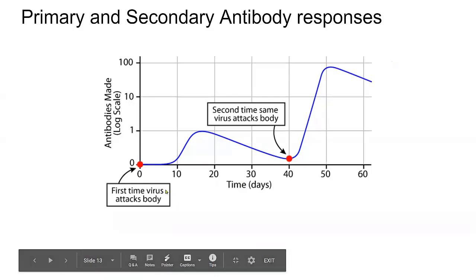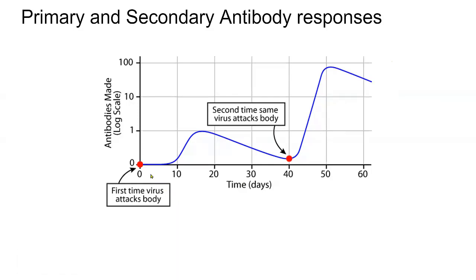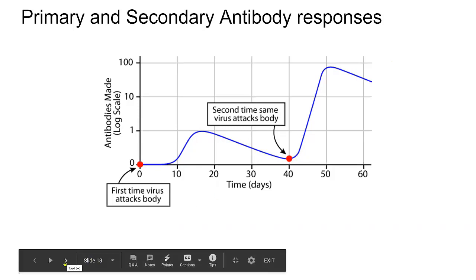On the first slide, I said, if you didn't die from smallpox, you are immune for life. This is, I'm infected with smallpox. I made enough antibodies, I survived. If I see smallpox again, no problem. I'm immune. I have antibodies against it.